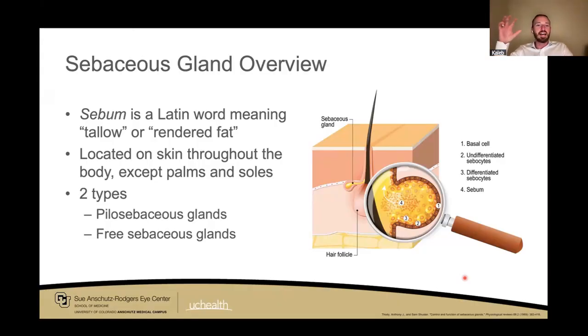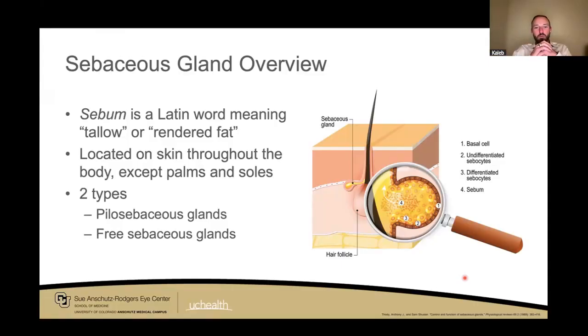Sebum is a Latin word meaning tallow or rendered fat. If anyone in the audience barbecues, you know how you take a brisket that's got this kind of horrible fat on it, typically an untenable piece of meat, and you slow cook it for such a long time that the fat slowly renders and becomes really juicy and moist and nice and actually kind of flows, instead of being really, really hard.